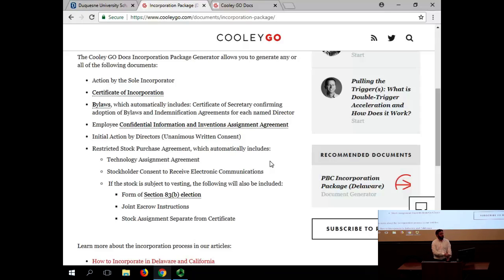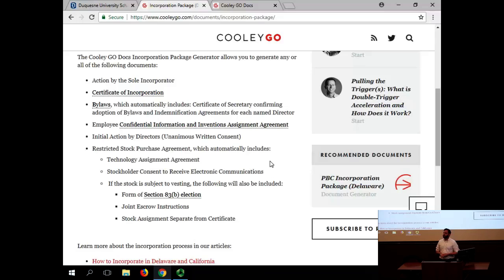The employee confidential invention and information assignment agreement is something really particular to startups that have intellectual property. We're going to address that very briefly. It's something that I talk about a lot more in my venture capital class as we talk about forming a real startup. It's really more of an intellectual property issue. That document pertains to allocation of intellectual property rights. So we're not going to worry about that for this class, but we're going to generate it.